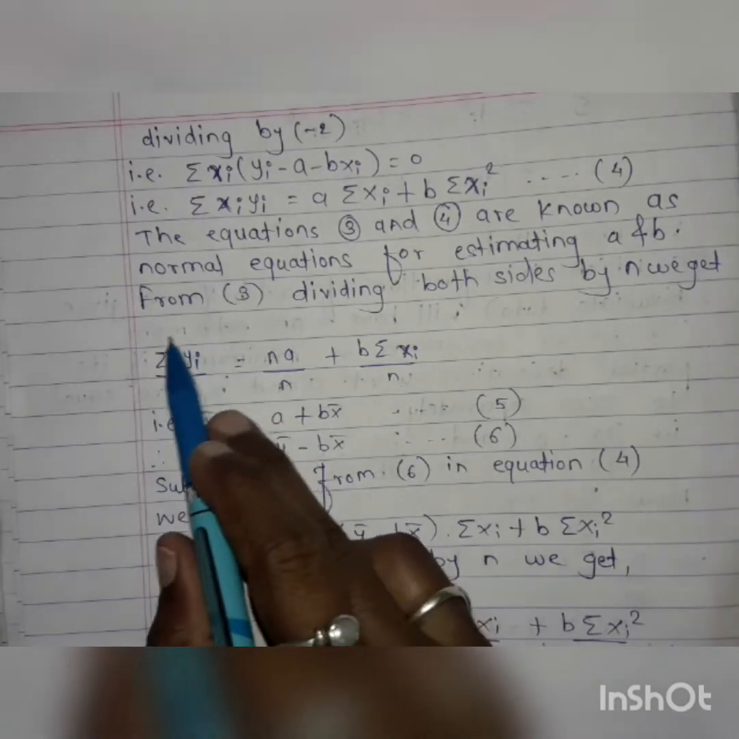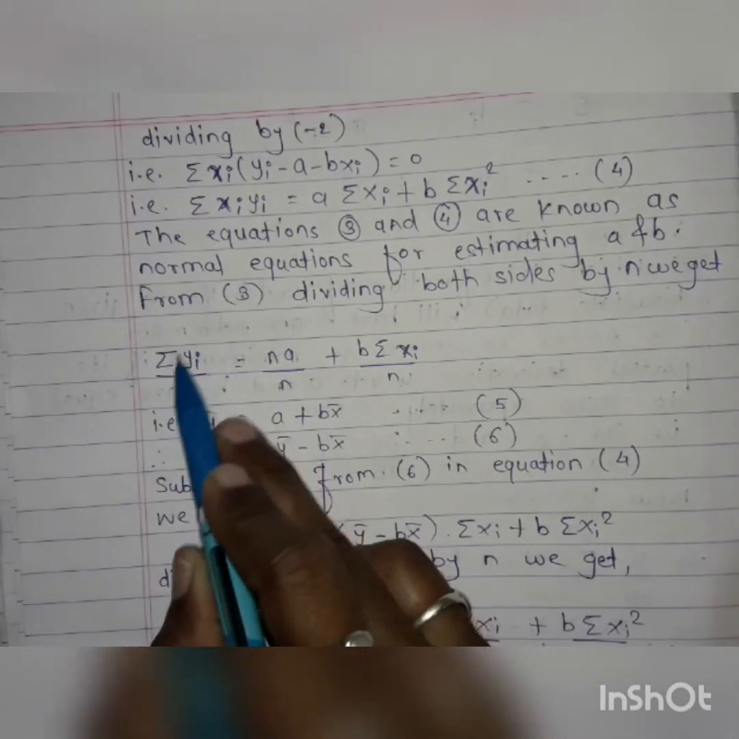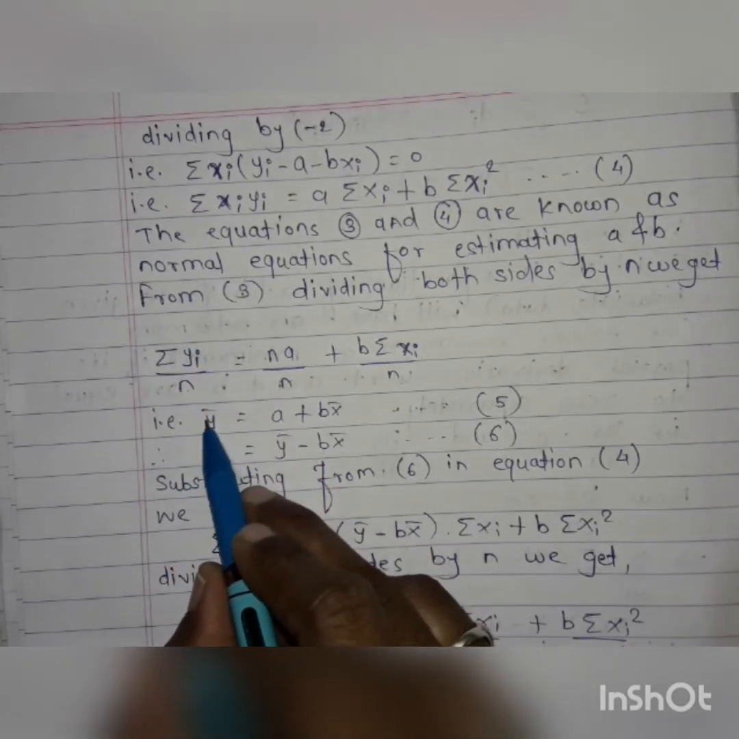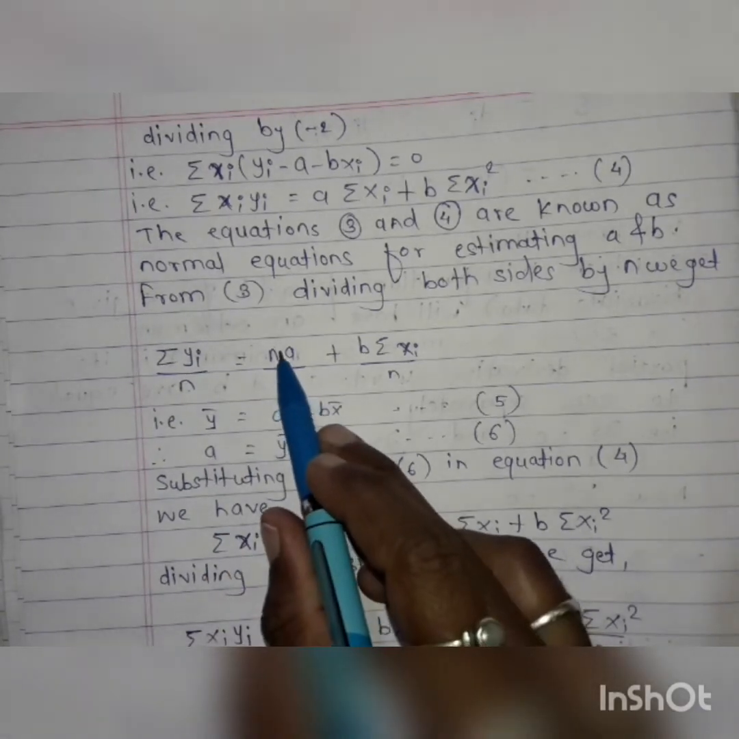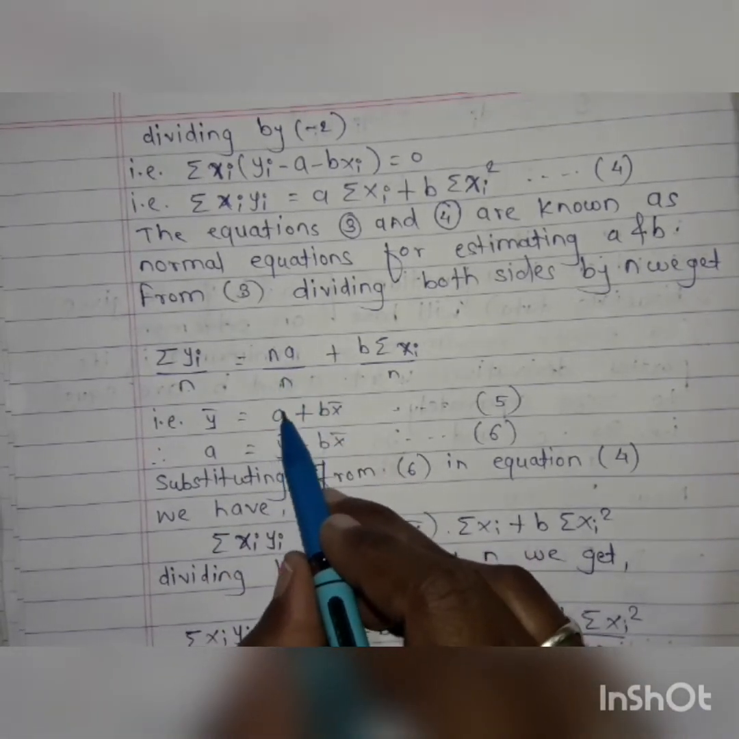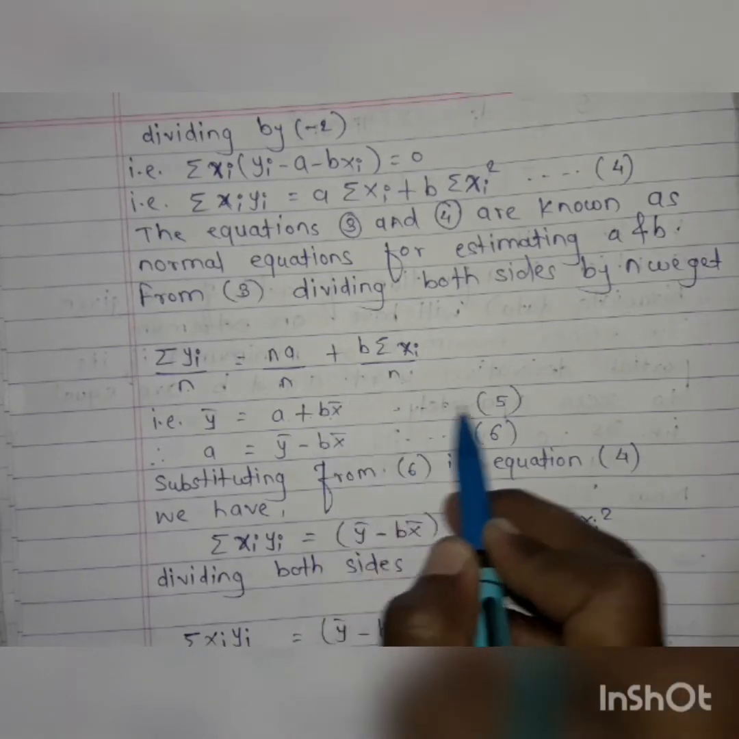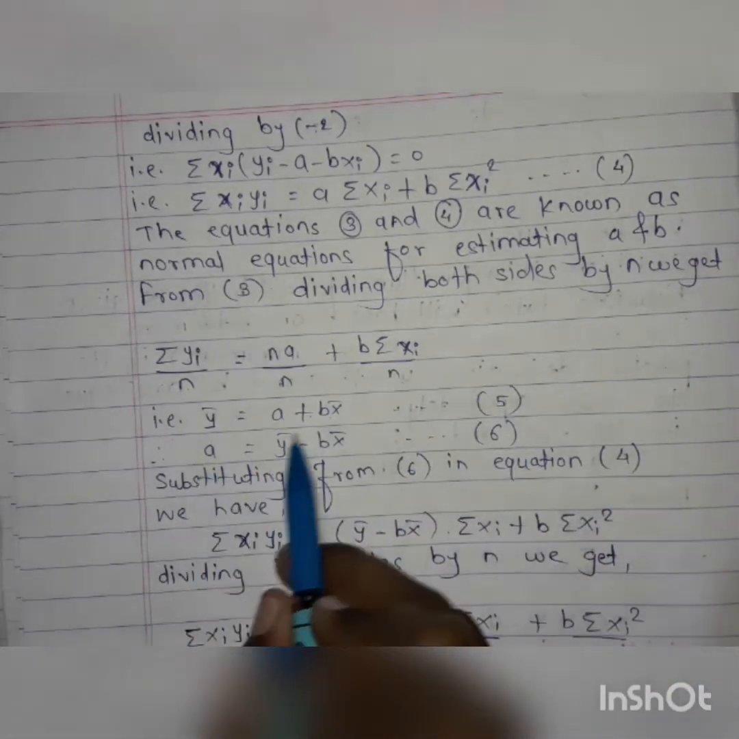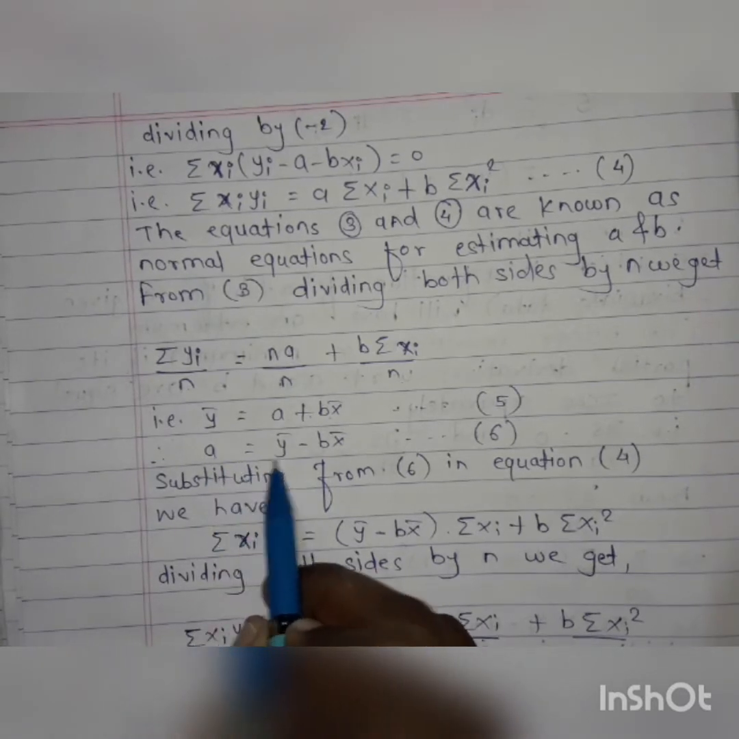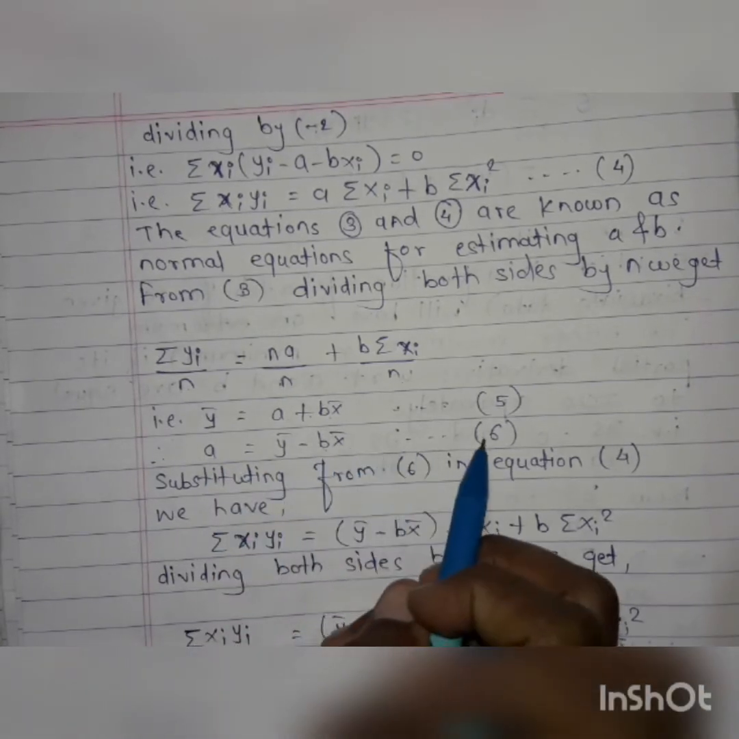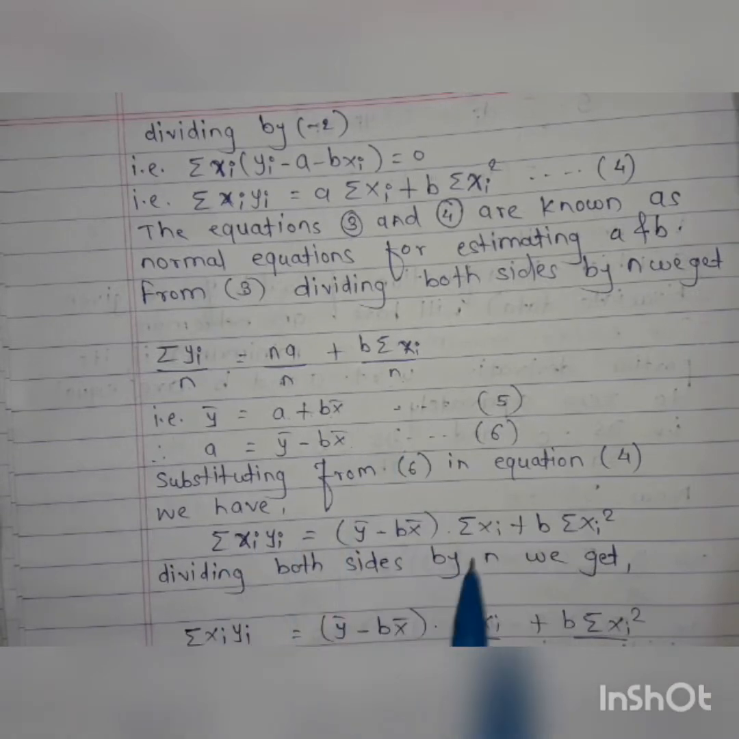Summation yi upon n is nothing but the mean, y bar. So y bar is equal to a plus b into summation xi upon n, which is x bar, since n and n get cancelled. This is equation number 5. Rearranging the terms, we get a is equal to y bar minus b x bar. This is equation number 6.